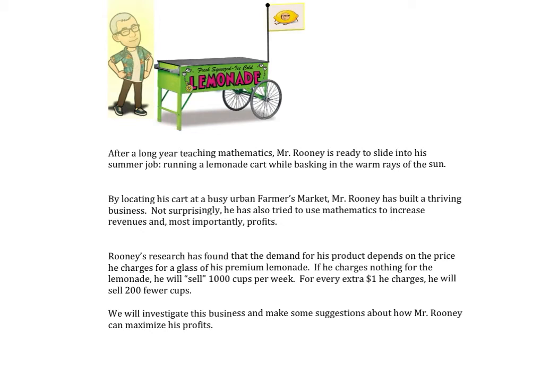All right, so let's take a look at this. Basically, the idea is that someone has this lemonade cart business and wants to do a couple of calculations to make some decisions, primarily about what price point to set. The mathematics in the opening paragraphs is that he sells 1,000 cups per week when he charges nothing. In other words, that's how many he can give away. For every extra dollar he charges per cup, he'll sell 200 fewer cups. Okay, so that's the basic mathematics we have so far.